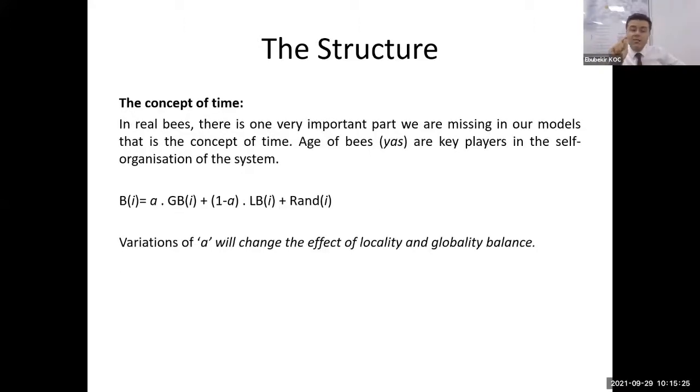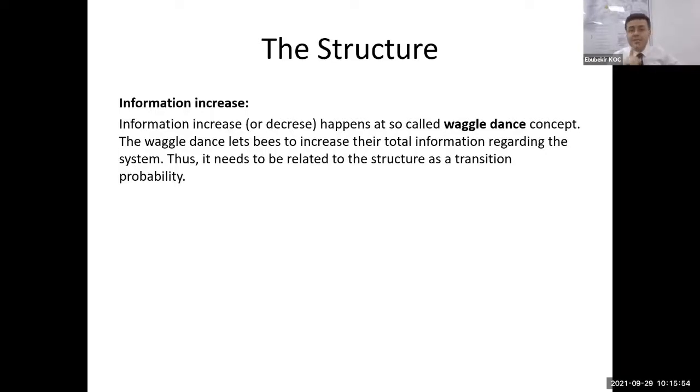So we are missing also the concept of time in our models. So I'm adding the concept of time into our models, which I call the age of bees, yaz, as happens to be in Turkish. So in real bees, there is one very important part. So that's the time. I'm adding this as the age of individual bees. So this age information will be creating another dynamic in our system, which is balancing locality and globality levels of the system. So another thing is the information increase.